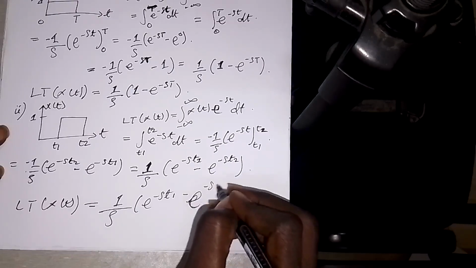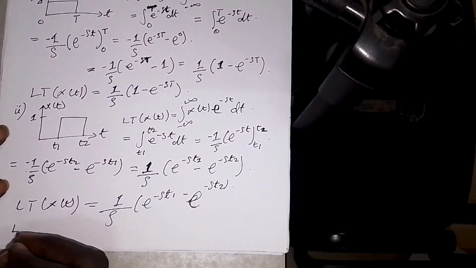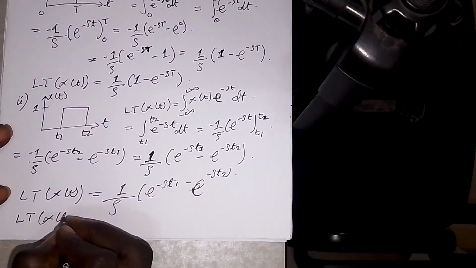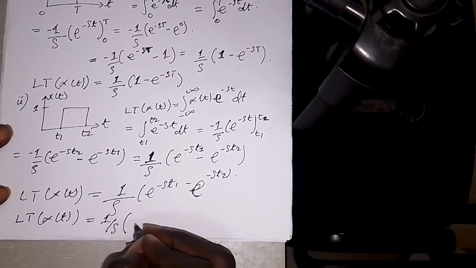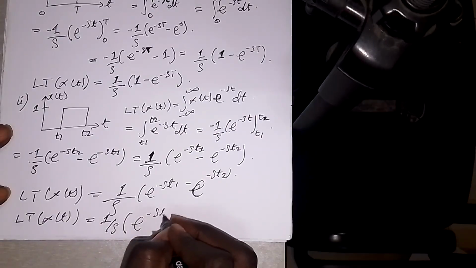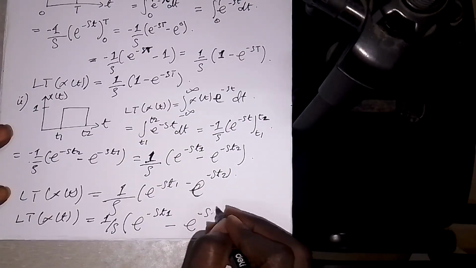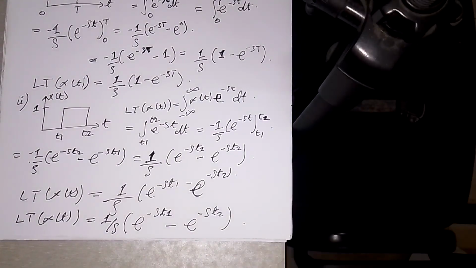minus S T2. Okay, I think I didn't write it well. Let me write it well. So here, I'm going to have Laplace transform of x of T. Okay, it's going to be 1 over S into E minus S T1, okay, minus E minus S T2. Alright, so that will be the solution to this particular one. So let's move on to the other two, okay, in this particular series.